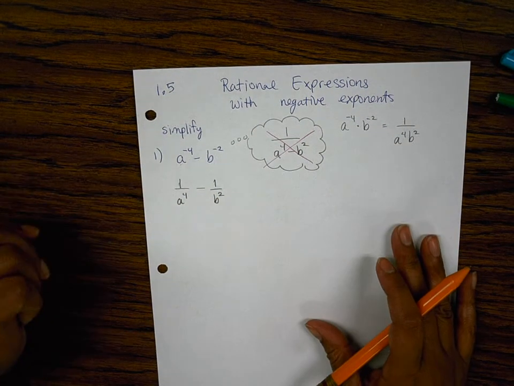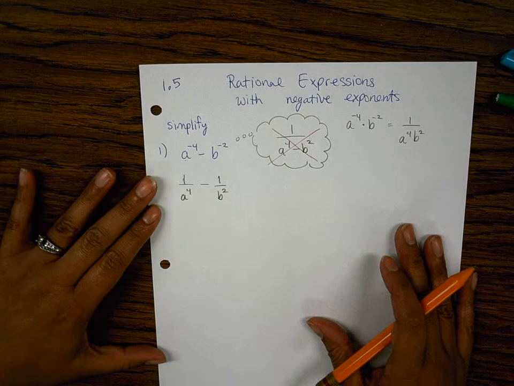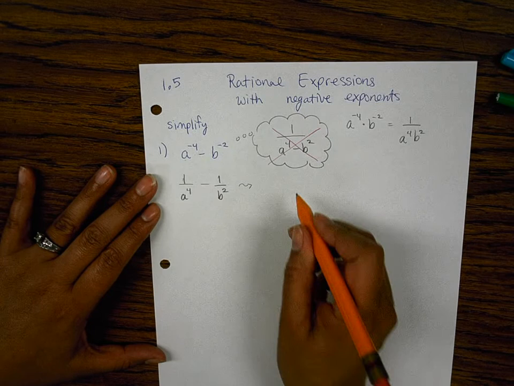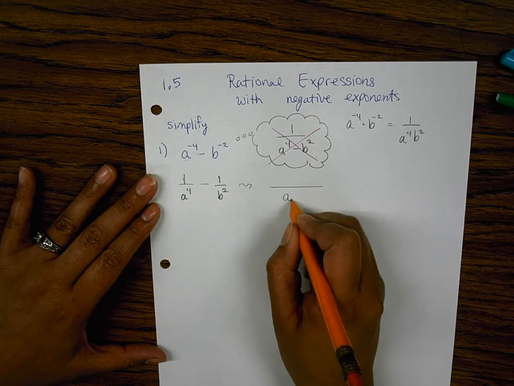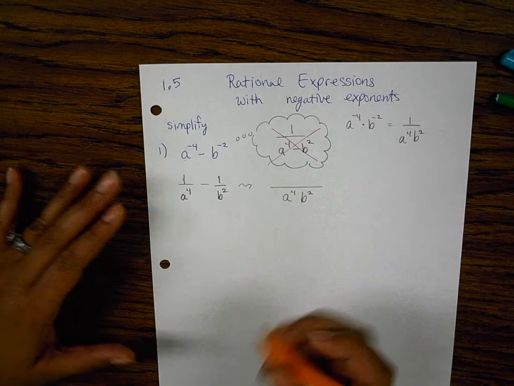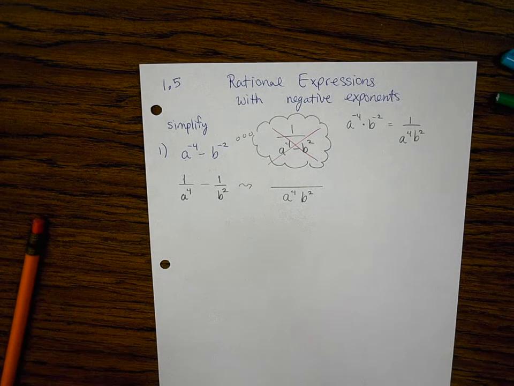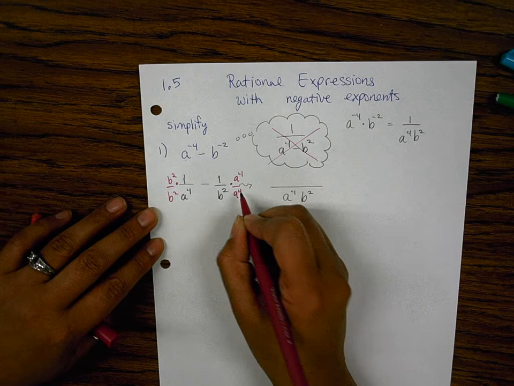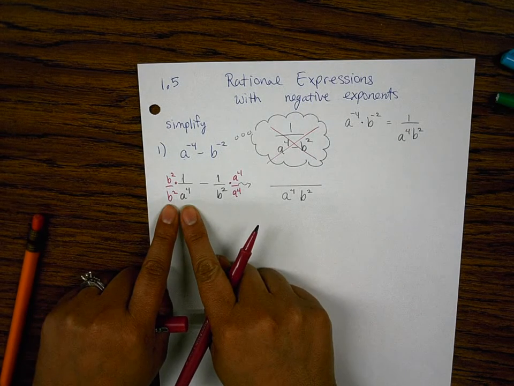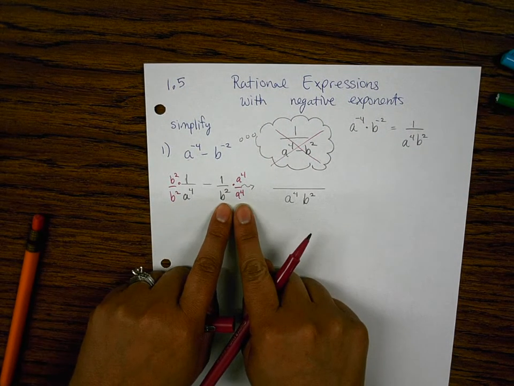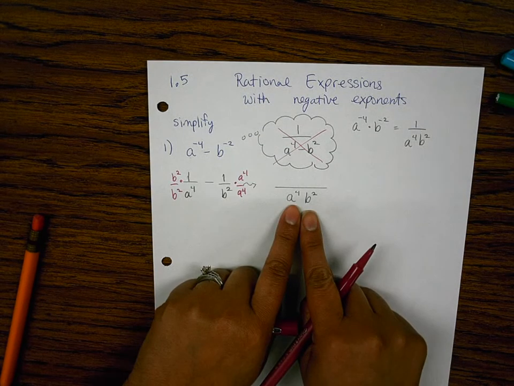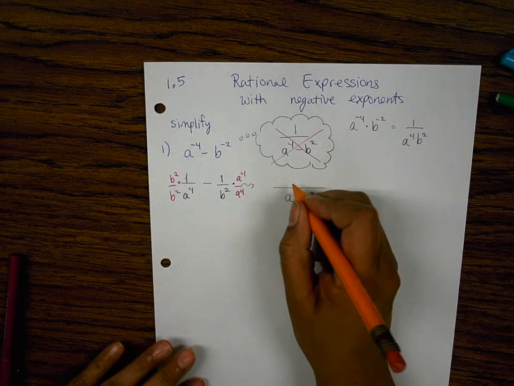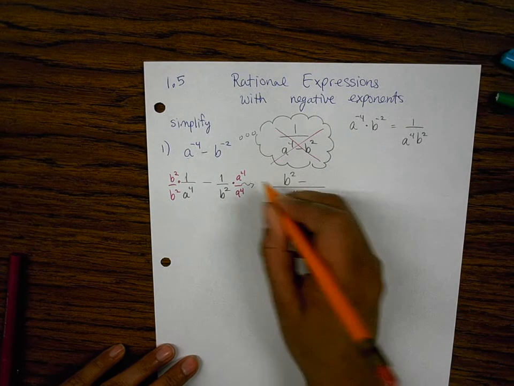Okay, we are ready to find a common denominator. I'm hoping you recognize that the common denominator is a to the fourth b squared. I'm going to already write it as one fraction, a to the fourth b squared. What is the first fraction missing? B squared, top and bottom. What is the second fraction missing? A to the fourth, top and bottom. Now you can see that b squared times a to the fourth is the same as this b squared times a to the fourth, which is my common denominator, a to the fourth b squared.